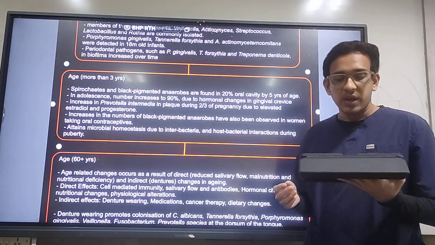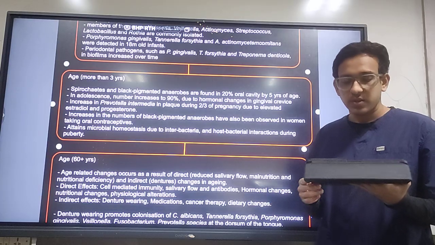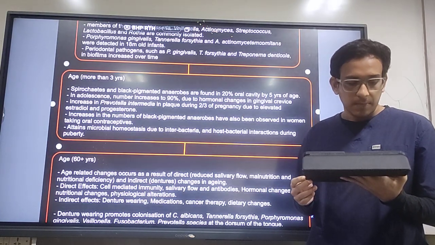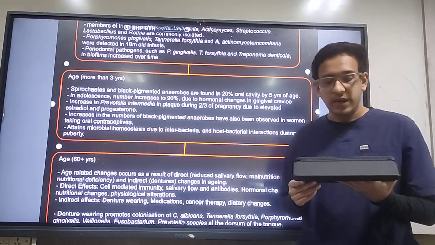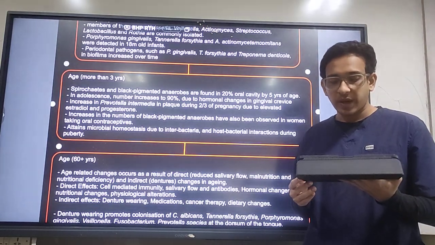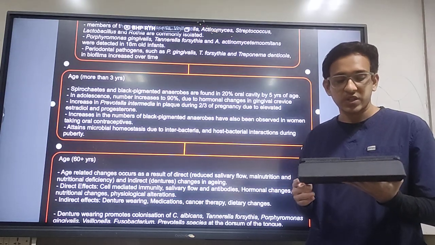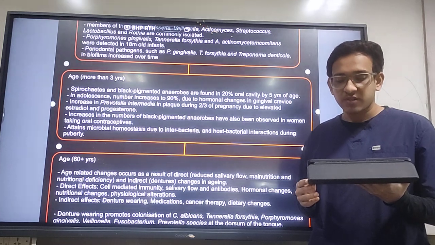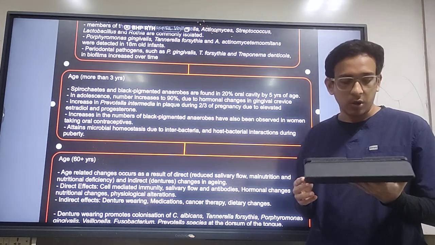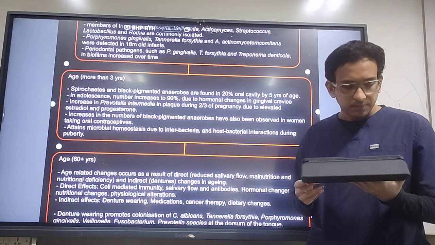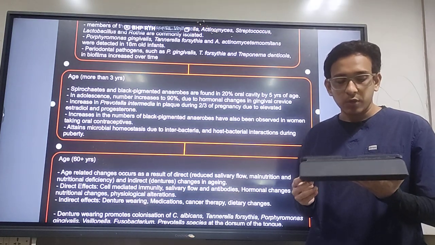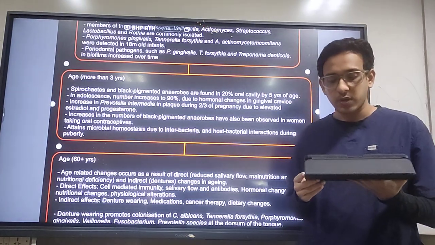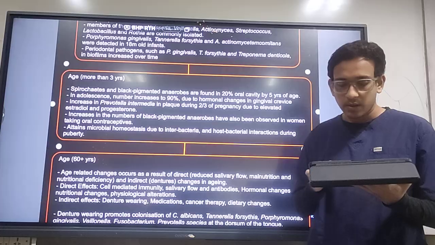In adolescence, the number increases to 90% of individuals due to hormonal changes in the gingival cervix. The increase in Prevotella intermedia in plaque during two-thirds of pregnancy is due to elevated estradiol and progesterone. An increase in black pigmented anaerobes has also been observed in women taking oral contraceptives. The microbiota attains microbial homeostasis due to interbacterial and host-bacterial interactions during puberty.